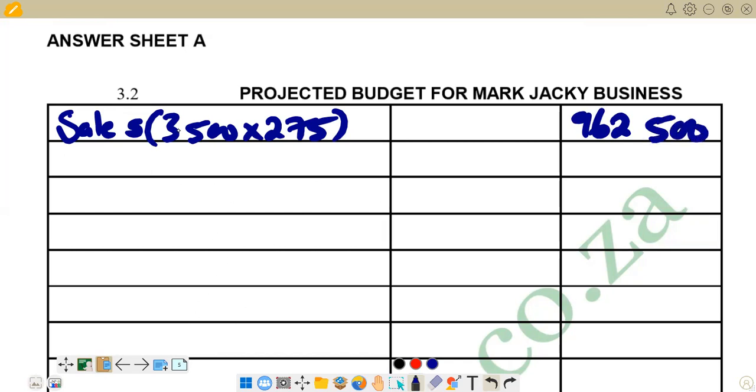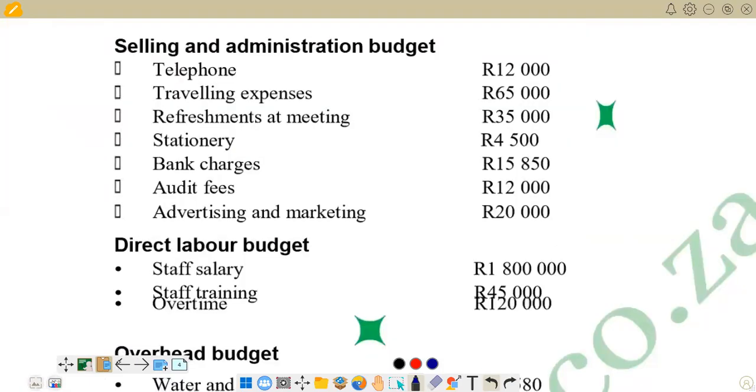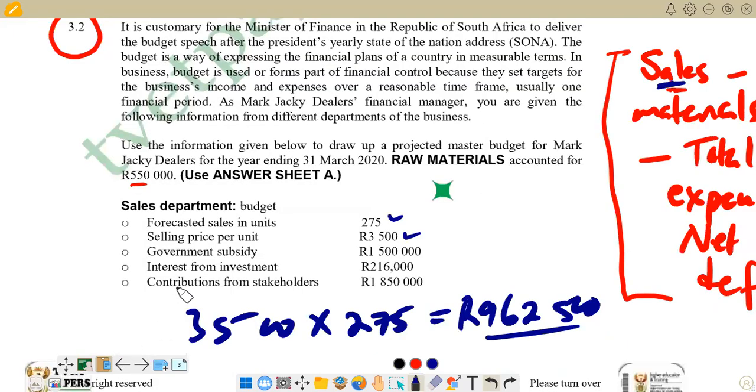And then remember, after that, we are going to subtract the cost of raw materials. So here you can just say less cost of raw materials. So we can go back and check the figure that we have in terms of cost of raw materials in the question. If you go to the question now, you'd see that at the beginning of the question, we are told that raw materials accounted for 550,000 rands. So this becomes the cost of raw materials. So you're going to put 550,000 rands there.